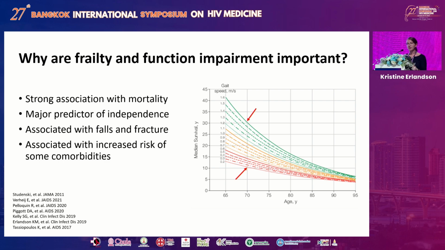Gait speed, as well as other measures of function, are major predictors of living independently with increasing age. We've shown both in people with and without HIV an association with falls and fractures, as well as an association with an increased risk of some comorbidities such as cardiovascular disease and diabetes.